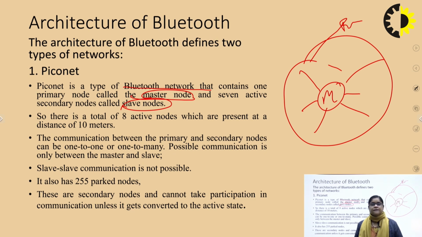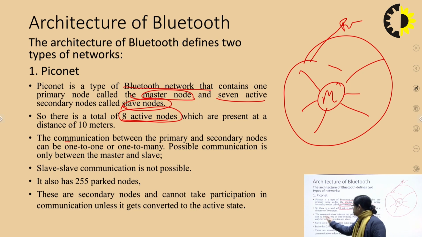So we can say in the piconet there are a total of 8 active nodes, because 1 master and 7 active slaves. So a total of 8 active nodes are present within a distance of 10 meters. That range should be kept in mind when we are making a Bluetooth connection between two or more devices. With our phone, for example, we can connect other devices also, and that is a maximum of 7, not more than that.